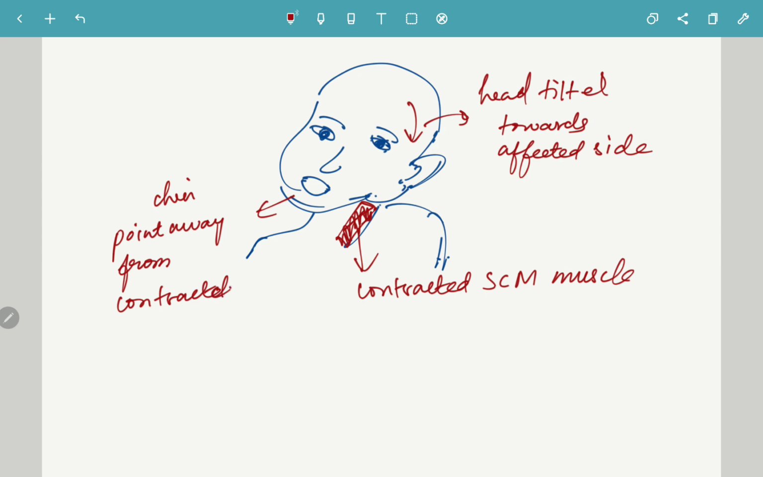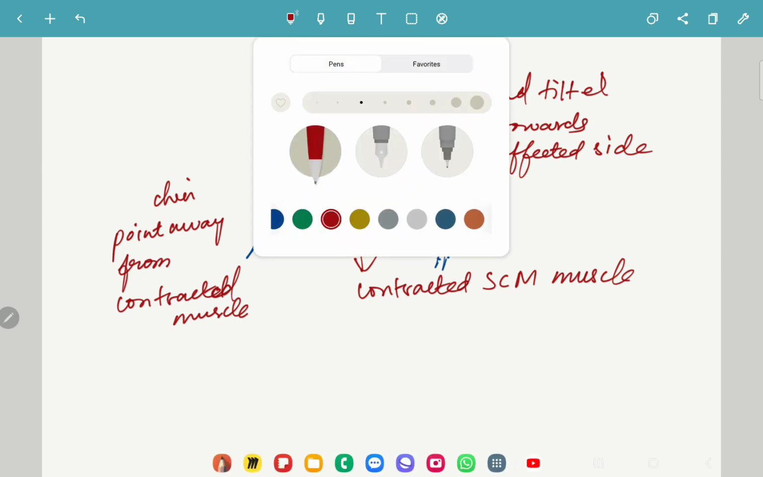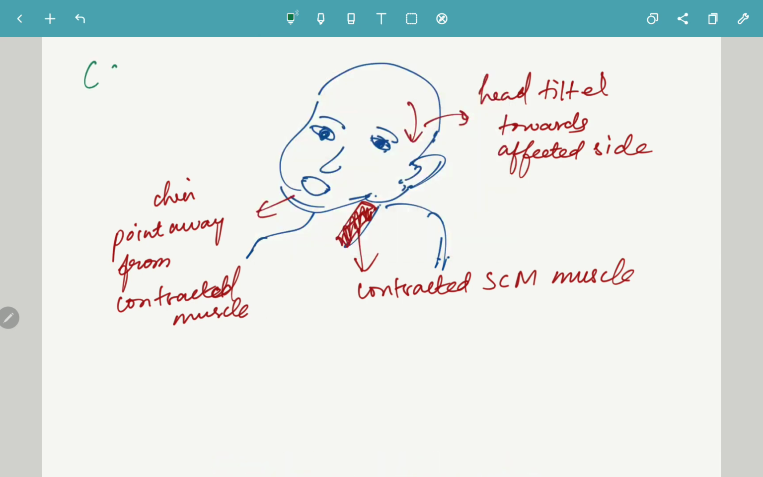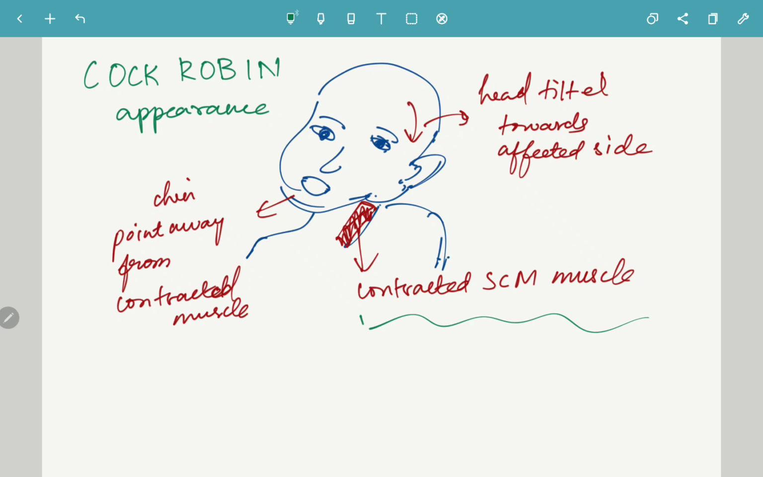So this is the characteristic appearance, and it is known as the cock robin appearance. This is the typical cock robin appearance, where the head is tilted towards the affected side, there is a contracted sternocleidomastoid muscle, and the chin is pointing away from the contracted muscle.